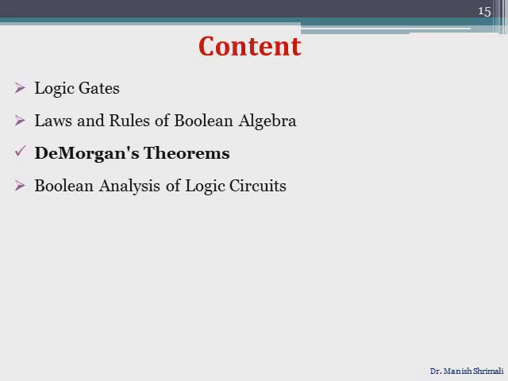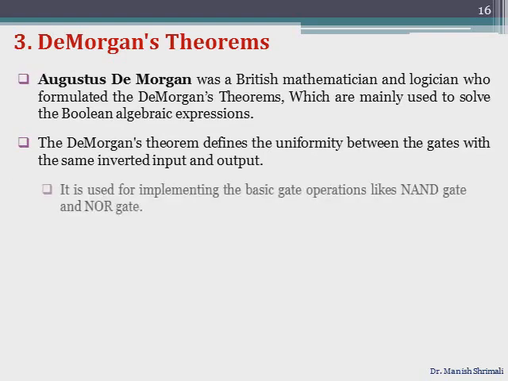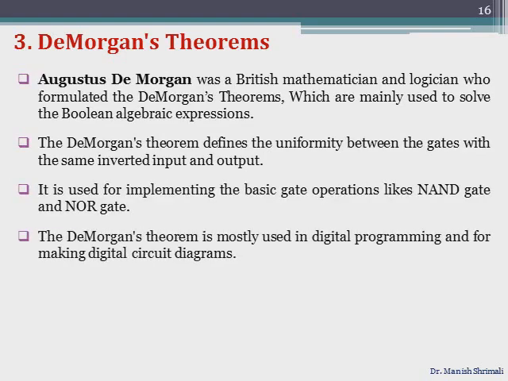now we have the De Morgan's theorems, which is a very important and a very interesting theorem. It is named after Augustus De Morgan, who was a British mathematician and logician, and who formulated this theorem, which is mainly used to solve the various Boolean algebraic expressions.